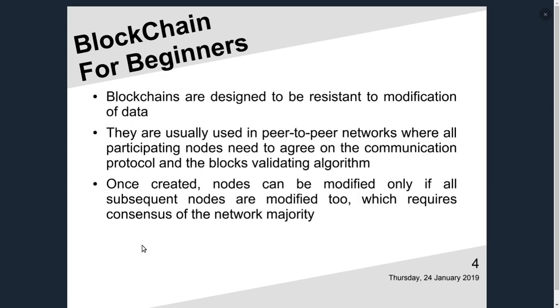Blockchains are designed to be resistant to modification of data, and that's their main job basically. They are usually used in peer-to-peer networks where all participating nodes need to agree on the communication protocol and the block's validating algorithm. Once created, blocks can be modified only if all subsequent blocks are modified too, which requires consensus of the network majority.